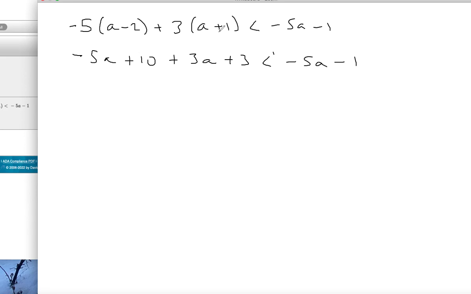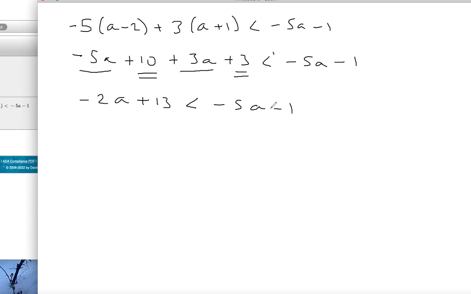Okay, so we got the parentheses out of the way, and now we want to get as many of these like terms put together as we can before we start moving stuff around across the inequality. Right now I am working on the same side of this inequality, so that means I'm collecting. I have negative 5a plus 3a, so that's going to give me negative 2a, because I'm down 5 and up 3. And on the constants, I got plus 10 plus 3, so that is plus 13. That wasn't moving anything around, that's just collecting these up and getting it simplified as much as I can.